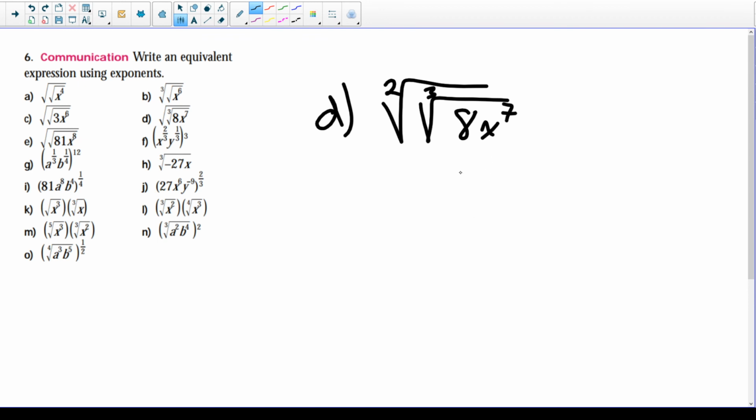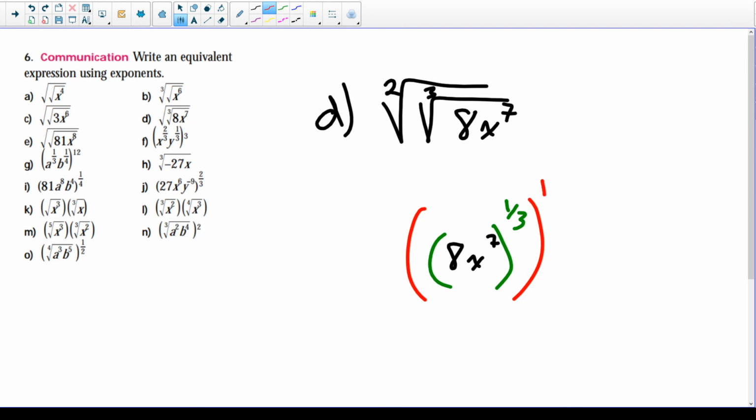So I use my idea of oysters and pearls. Okay, my pearl is 8x to the 7. And I have my first oyster around that. And it's a power of what if it's a root, a cube root? Well, it's a power of 1/3. And then that oyster has been eaten by another oyster. And that oyster has a power of 1/2 because it's a square root.